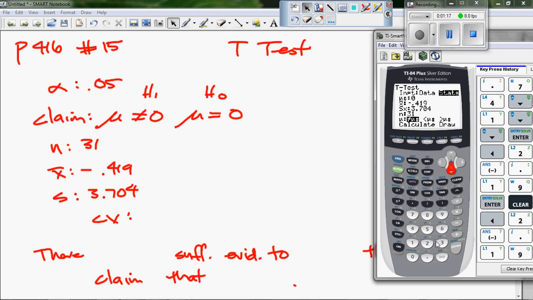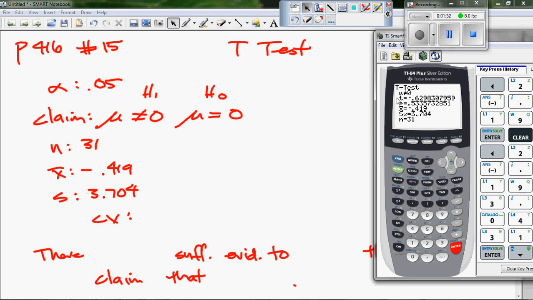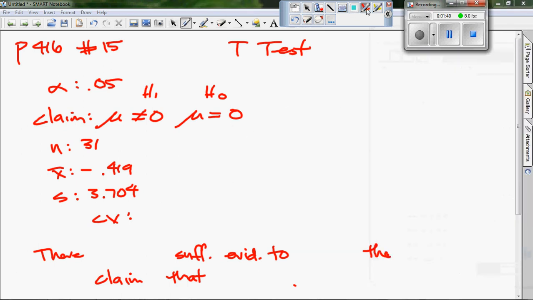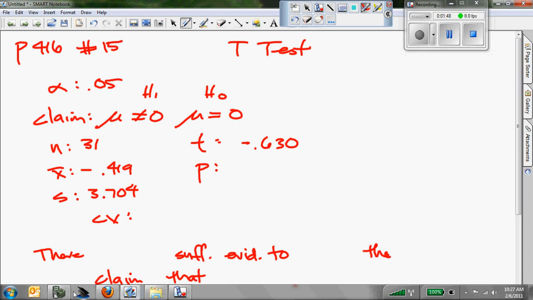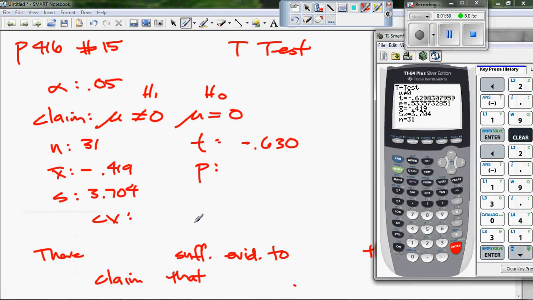Sample standard deviation 3.704. Sample size is 31. And we should highlight not equal to. Calculate and write down our test statistic and p-value. Negative 0.630. The p-value is 0.534.